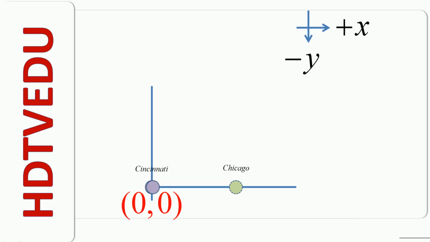Positive x is defined as to the right, negative y is always vertically down.